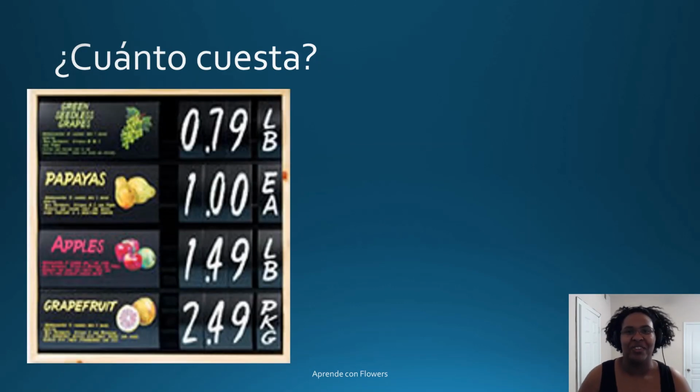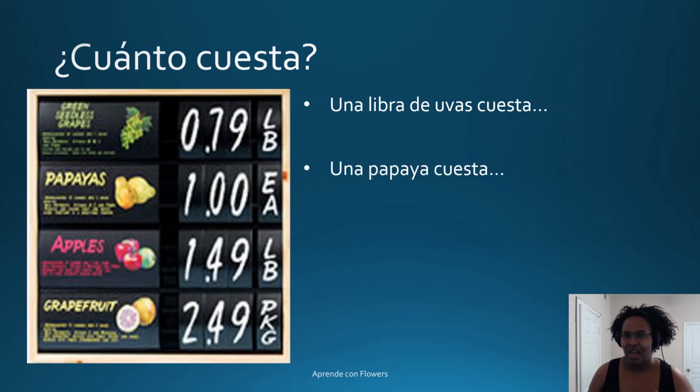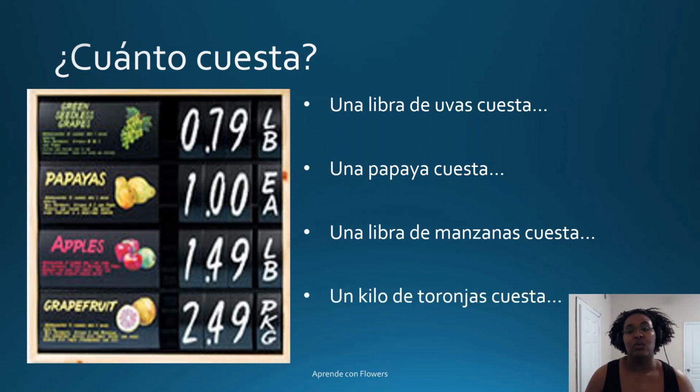So I have homework for you guys. Your homework is to tell me how much did each of these cost. ¿Cuánto cuesta? So, una libra de uvas cuesta. That's how you start your sentence, okay? So tell me, how much does 1 pound of grapes cost? Una papaya cuesta. How much does a papaya cost? Una libra de manzanas cuesta. A pound of apples cost. And un kilo de toronjas cuesta. And a kilo of grapefruit cost, okay? So let me know in the comments below how much each of these cost.